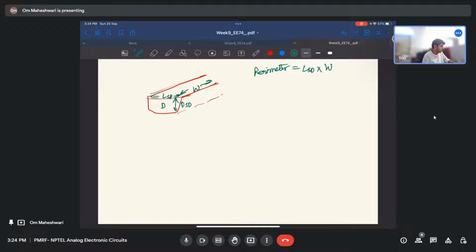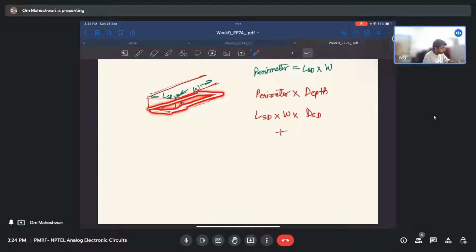To get the area contribution from all four sides, this side, behind this side, and the other two sides of the rectangle, the area will be perimeter into depth, so LSD into W into DSD. And one more thing that remains is the area of the bottom face.